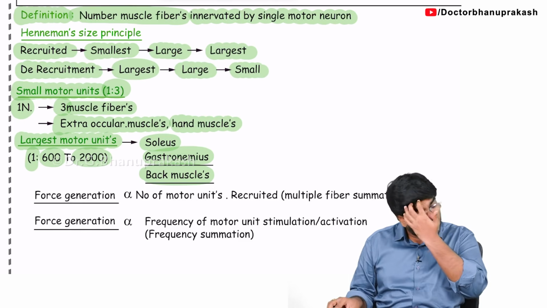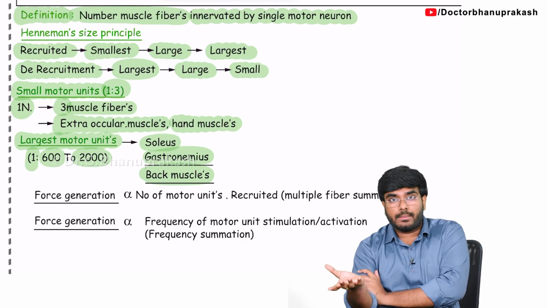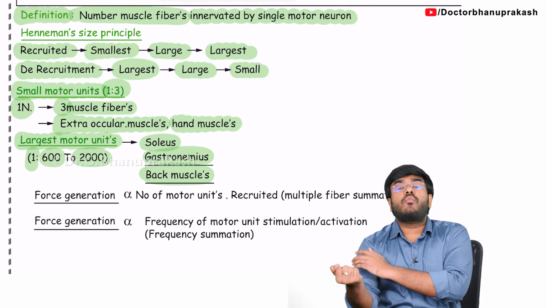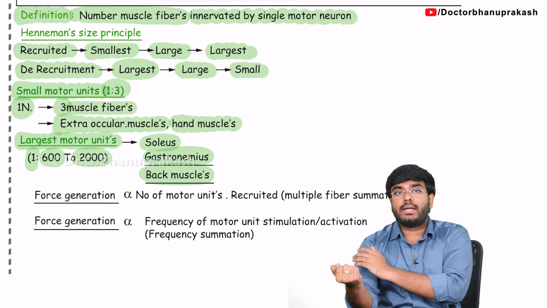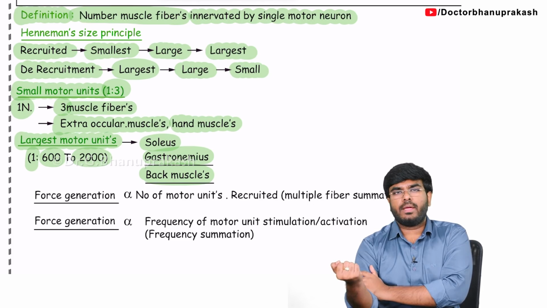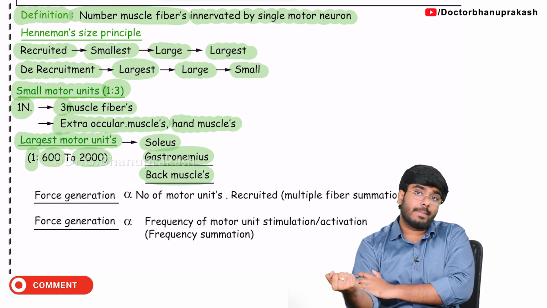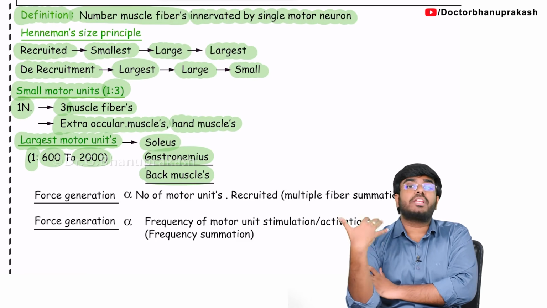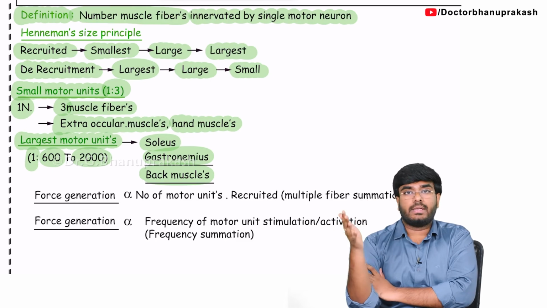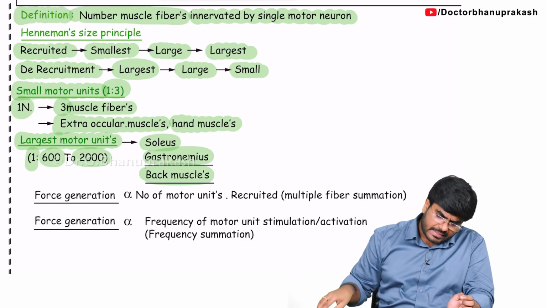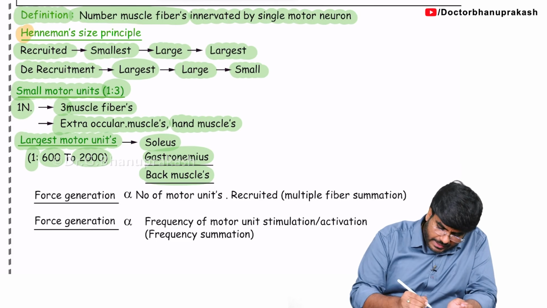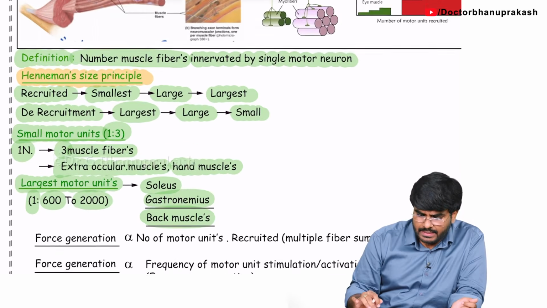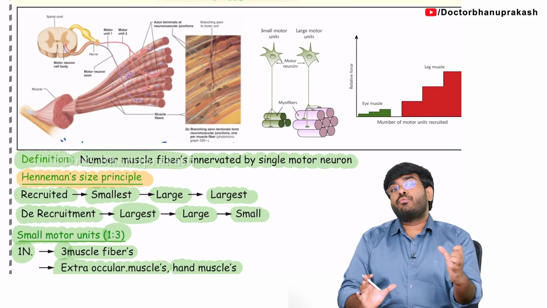So always remember, first thing, in a skeletal muscle there are thousands of muscle fibers present, and different types of motor units present, small motor units and large motor units. When you want to perform a simple task, small motor units are recruited first. When you want to increase the force generation, large motor units will be recruited later. This is called Henneman's size principle. Now, after this, is anything else going to determine the force generation by a muscle?